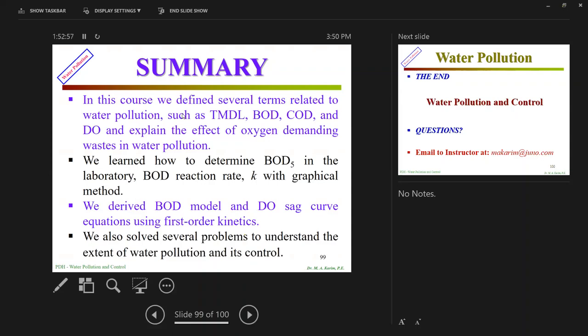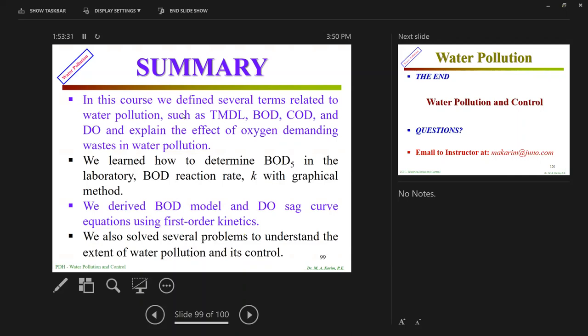Oxygen-demanding waste, what did we discuss? We discussed that if you have oxygen-demanding materials in the water, then the microorganisms will take the oxygen from the water and decompose those materials, right? So the water would lose a lot of oxygen, and fish and other critical environments will be gone. That's the main reason oxygen-demanding materials are a problem. We learned how to determine BOD5 in the laboratory. I just discussed it.